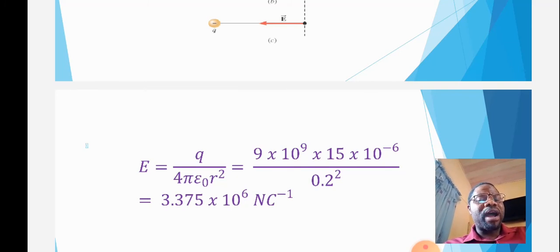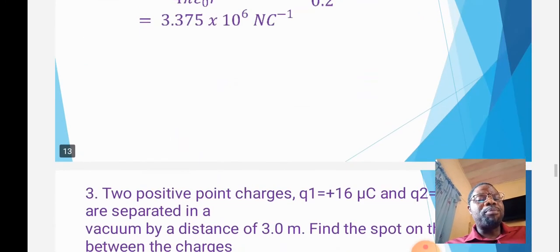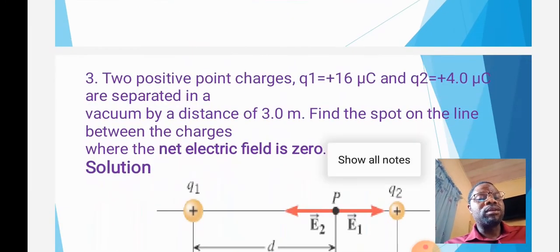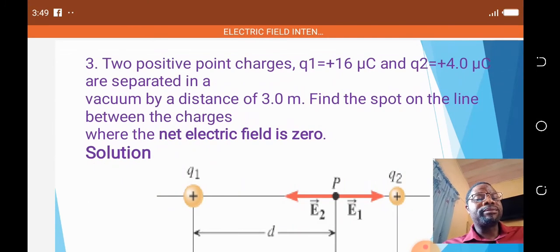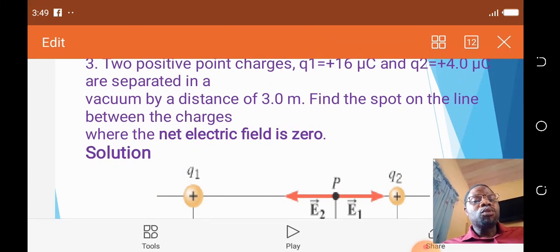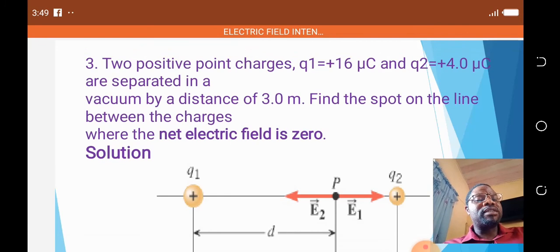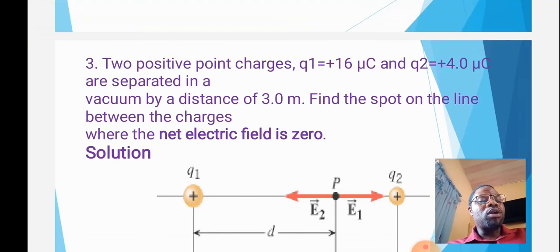Now, example number 3. Two positive point charges Q1 equal to plus 16 microcoulomb and Q2 equal to plus 4 microcoulomb are separated in a vacuum by a distance of 3 meters. Find the spot on the line between the charges where the net electric field is 0.